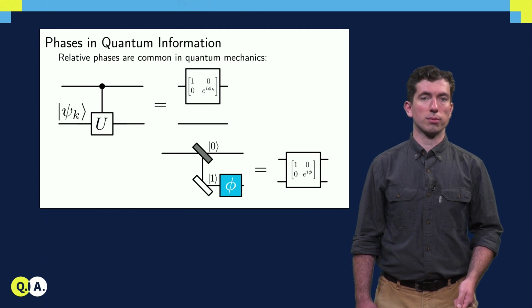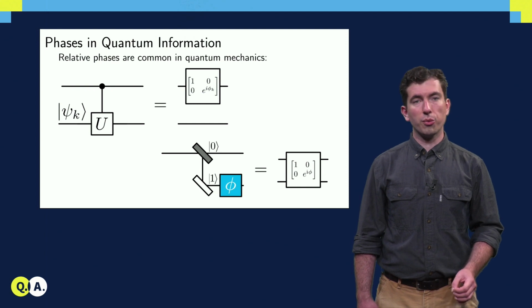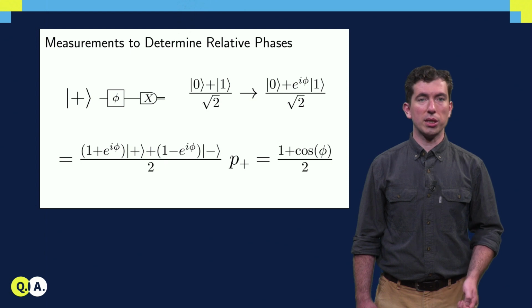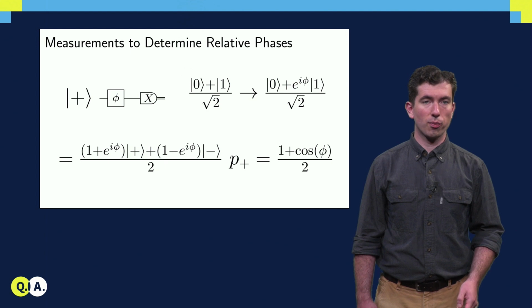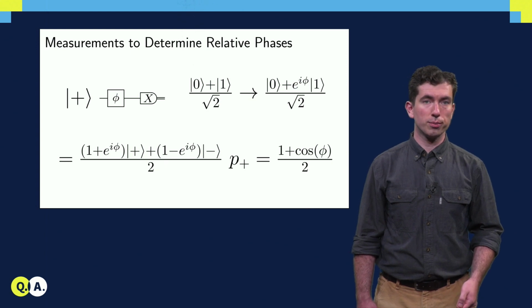Now we come to the question, how do we learn the values of these phases? If we input a plus state to the phase gate phi, and then measure in the x basis, the plus state transforms from (0 plus 1) over root 2 to (0 plus e to the i phi 1) over root 2, which has coefficients 1 plus e to the i phi and 1 minus e to the i phi in the plus-minus basis. This results in a probability of measuring the output to be in the plus state that is (1 plus cos phi) over 2.